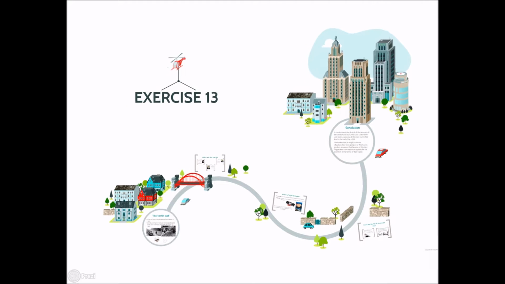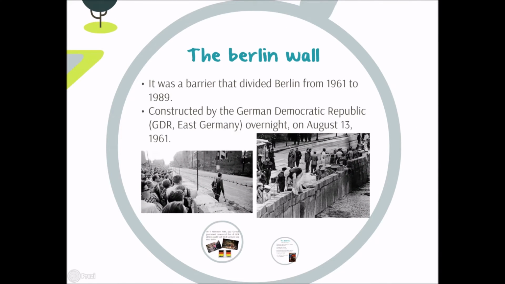First of all, I'm going to start with the part of the Berlin Wall, which was a barrier that divided Berlin from 1961 to 1989, and it was constructed by the German Democratic Republic, which was also known as the GDR or East Germany. And this wall was constructed overnight, and it started on August 13, 1961. This was because during the early years of the Cold War, West Berlin was a geographical loophole that was used by thousands of East Germans to go to the democratic West.